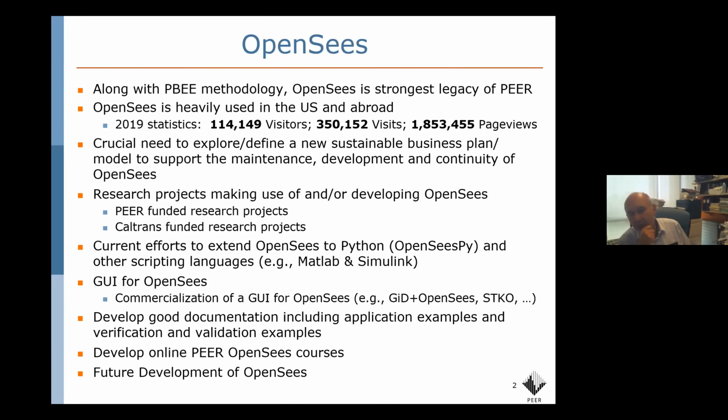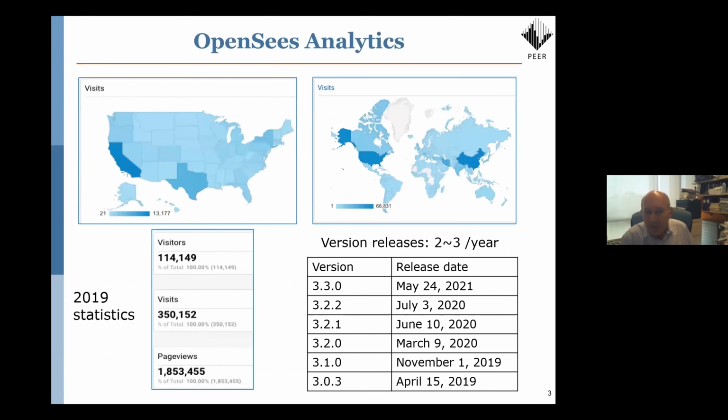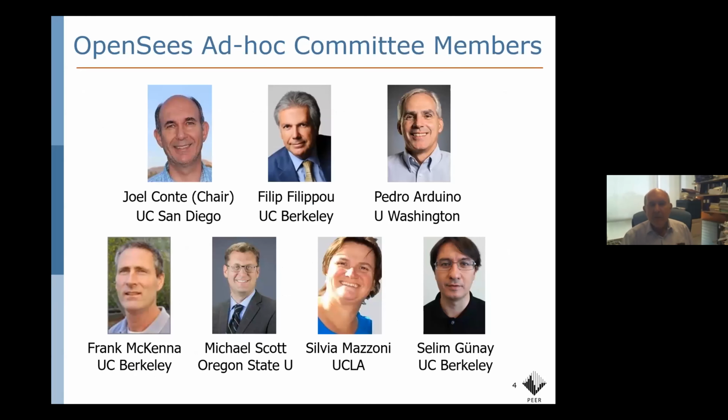the peer institutional board, and Khalid and Amarnath decided to put together an ad hoc committee. They asked me if I wanted to chair the committee. I accepted, and then these are the members of the committee that had been recommended as well. You probably know all of them: Philip Philippou, Pedro Arduino, Frank McKenna, Michael Scott, Silvia Mazzoni, Selim Gunay.